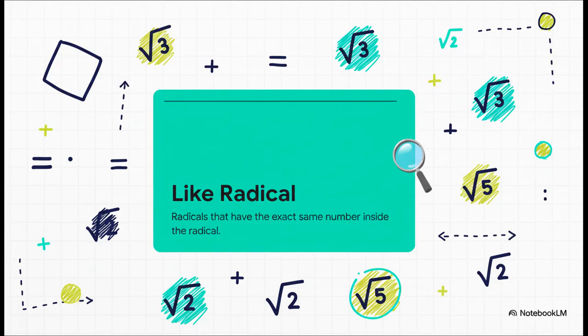And that brings us to the key phrase here, like radicals. All this means is that the number inside the square root symbol, the radicand if you want to be fancy, has to be exactly the same. If they match, you're good to go. You can combine them. If they don't match, you can't touch them. It is really that simple.